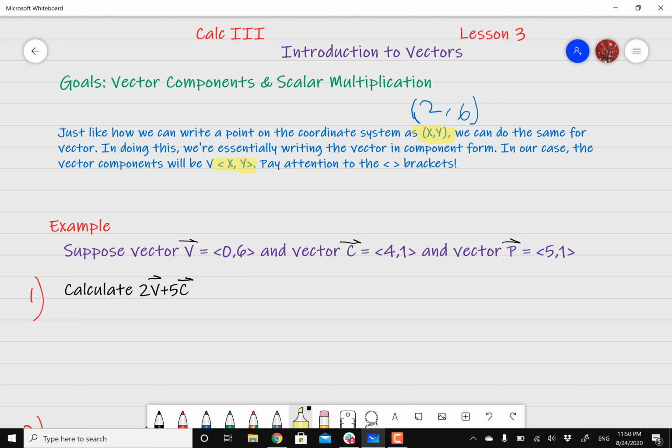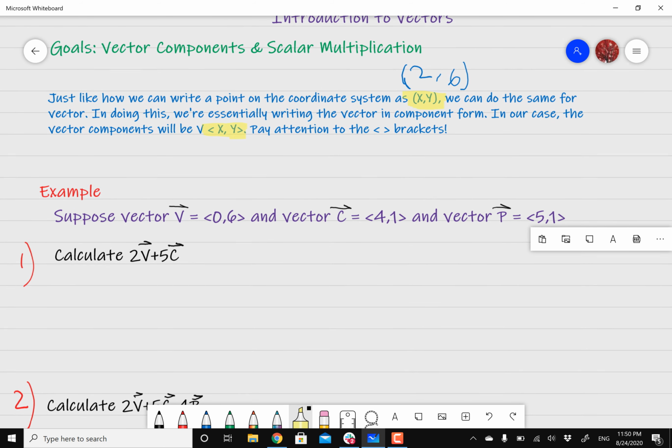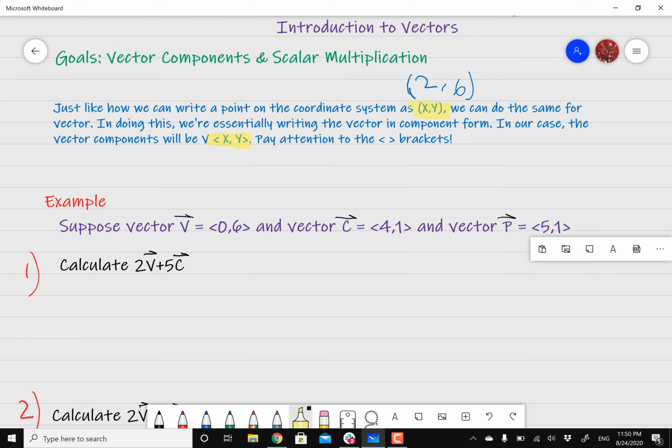And then I'm also going to make a video and go over how we can go from a point into vector components. Okay, so that's coming up, but in this video we're just given some vector components, and then we're going to perform some operations with them. Okay, so we've got two examples here. I mean, this is a relatively easy lesson.